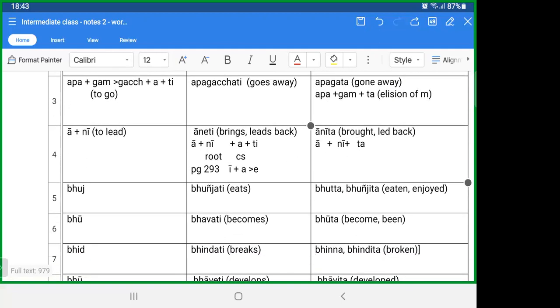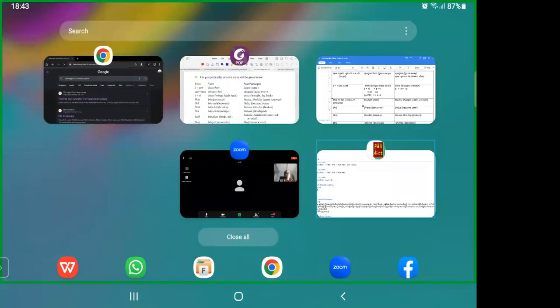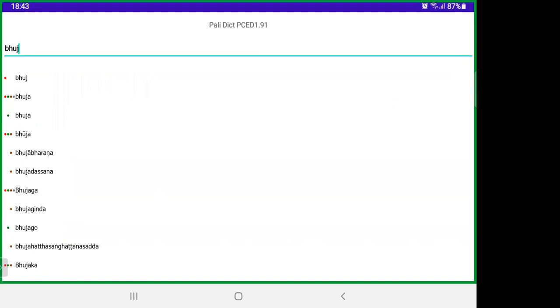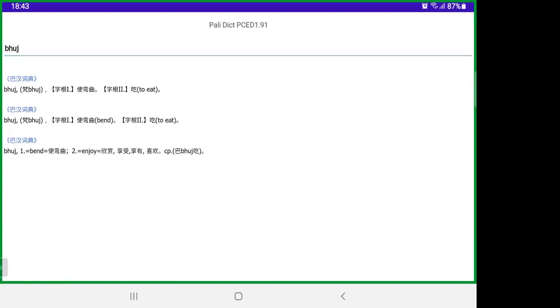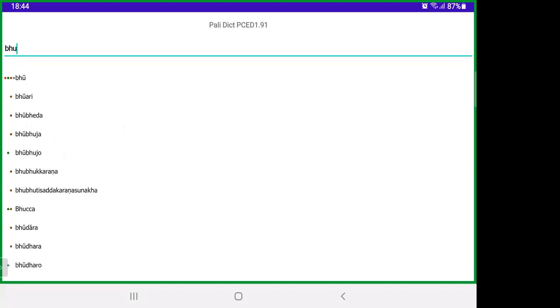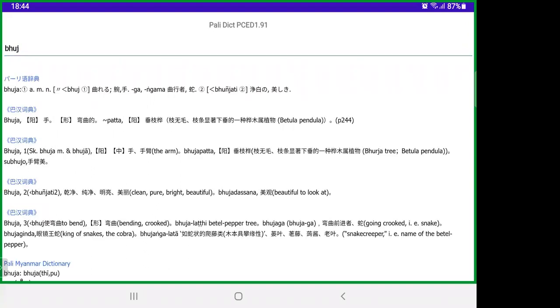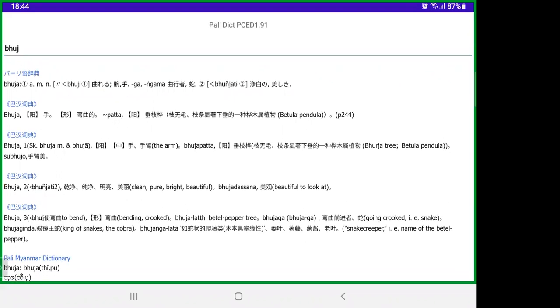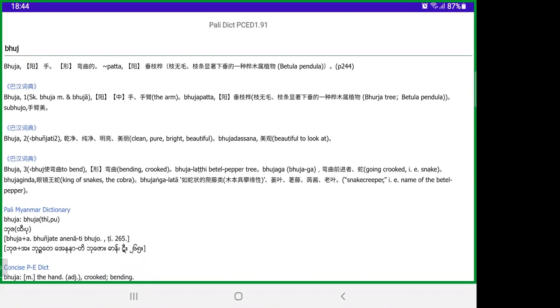Right, next one. Boot. So you have to write the meaning, to eat. Sometimes to enjoy also. Sometimes they have the word to consume. So try to find as much meaning as you can. So you just need a good dictionary, whatever good dictionary you have, just try to type the root itself, okay? Boot, to eat, to bend, right? To enjoy also. So there's another one, buja. Yeah, right. Okay. To bend.